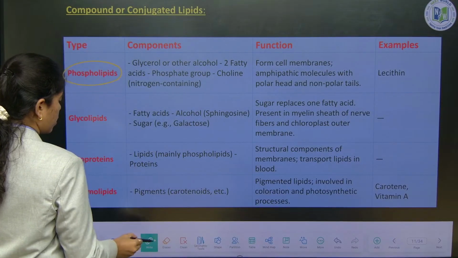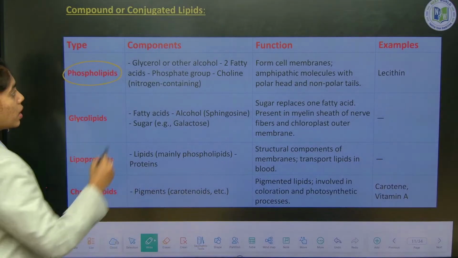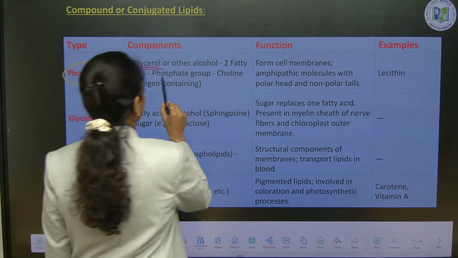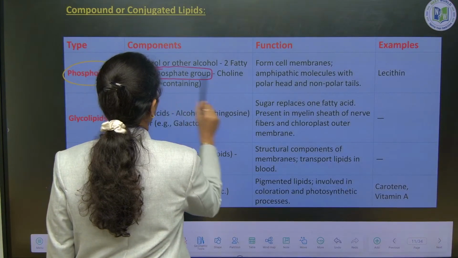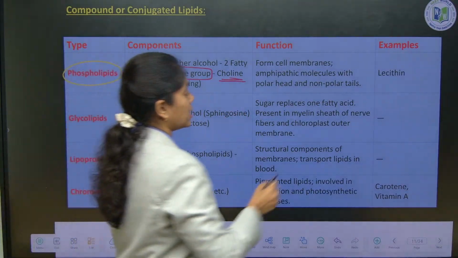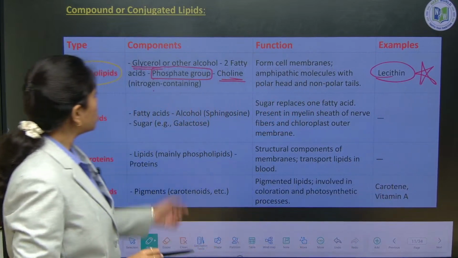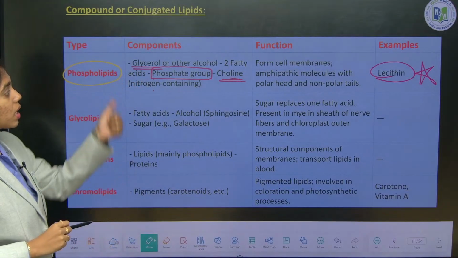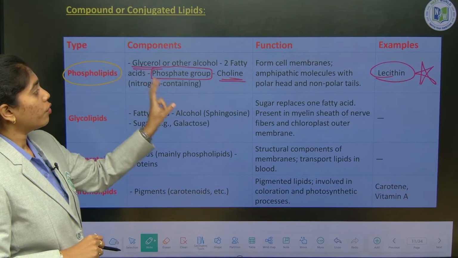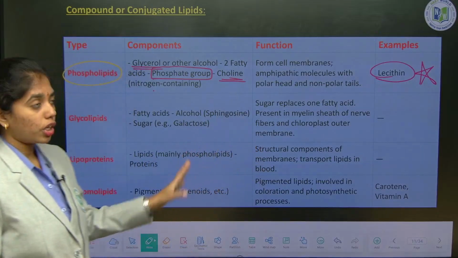Here you observe, the first type is what? Phospholipids. Phospholipid components include glycerol or any other alcohol, with two fatty acids. The phosphate group will have a choline nitrogen-containing group. For example, lecithin. Important. Quite a few times we get questions on lecithin. So, what are the components it has? Glycerol or other alcohol, two fatty acids along with a phosphate group and choline.